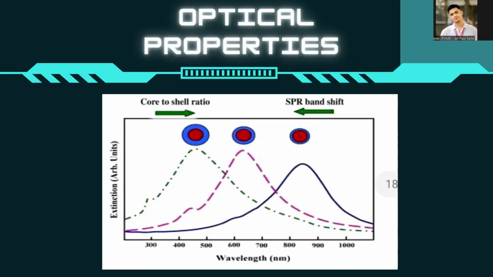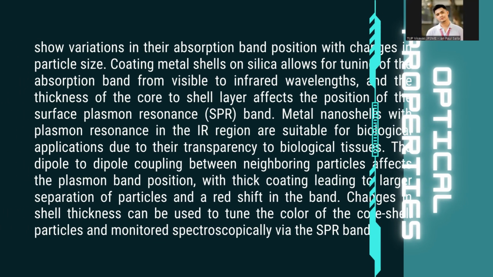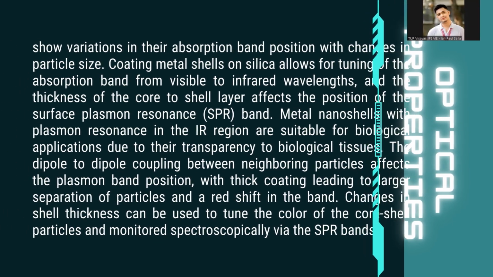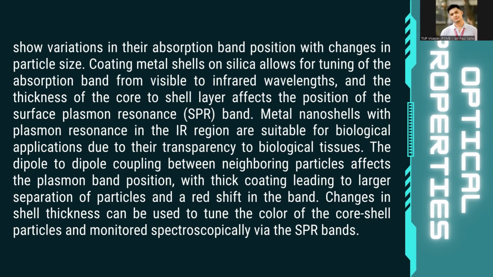Optical properties. Optical properties show variations in their absorption and band position, which change with particle size. Coating a metal shell on silica allows for tuning the absorption band from visible to infrared wavelengths. The thickness of the core to shell layer affects the position of the surface plasmon resonance (SPR) band.